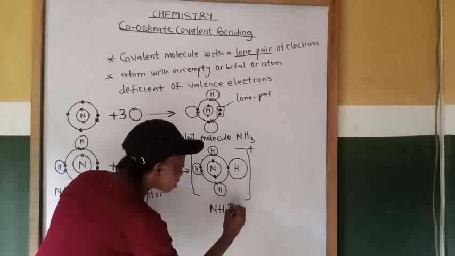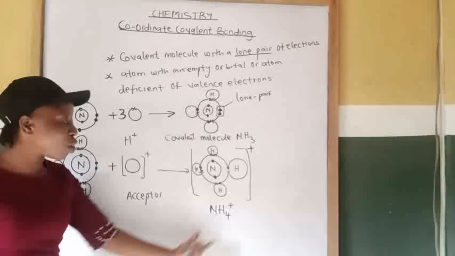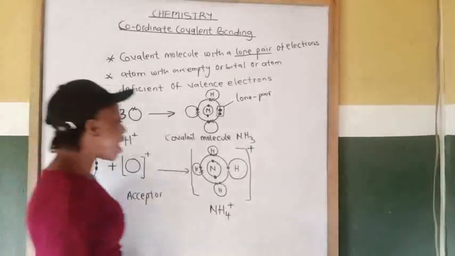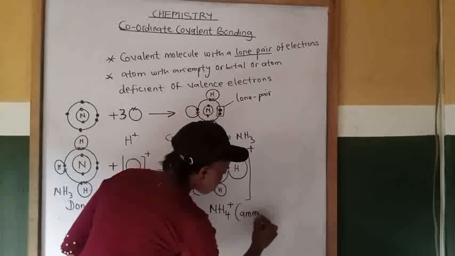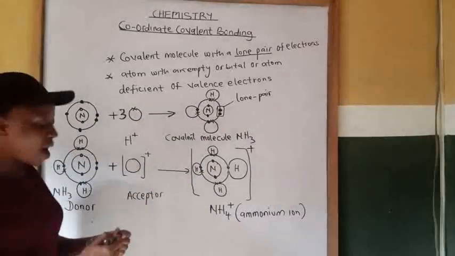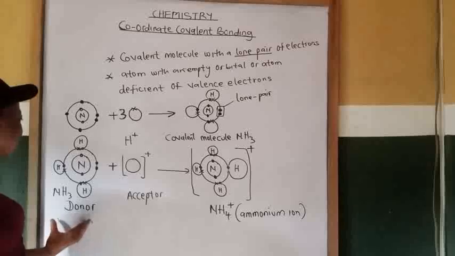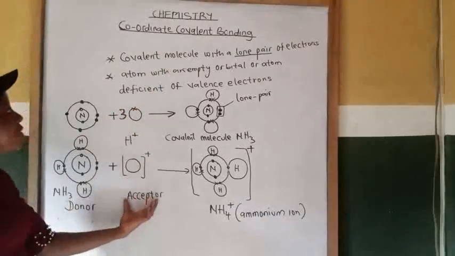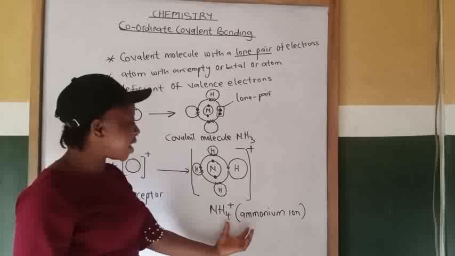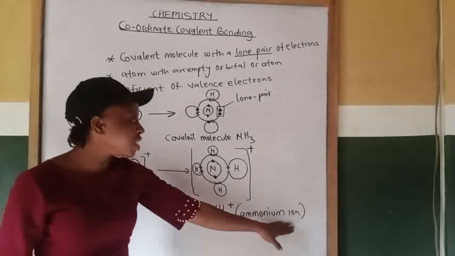That's NH4 plus. NH4 plus is a coordinate covalent compound. Then what is NH4 plus? That is the ammonium ion. So the product formed is called the ammonium ion, which is a coordinate covalent compound. So it shows that when a covalent molecule reacts with an atom with an empty orbital, the product formed will be a coordinate covalent compound. So this is an example of a coordinate covalent compound.